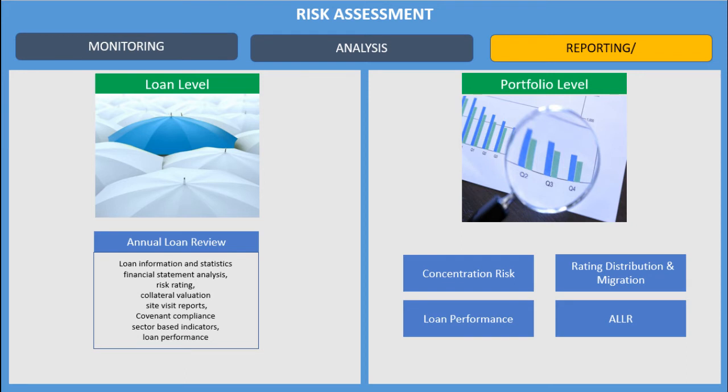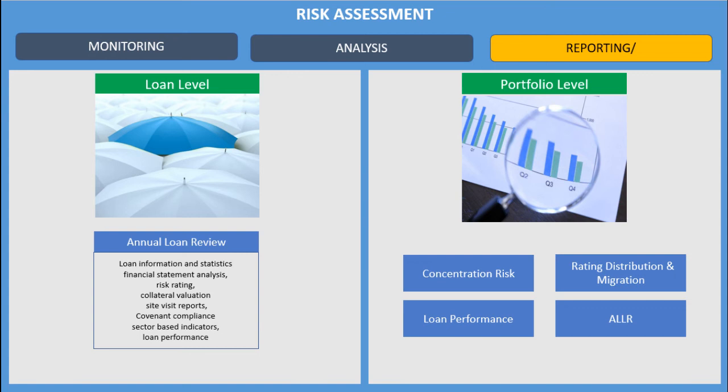The last risk assessment activity is reporting. At loan level, annual loan review report includes and analyzes information gathered during monitoring, including financial statements, site visits, sector-based indicators, loan performance, and further analysis including covenant compliance, risk rating, and collateral valuation. This narrative style report can be prepared for larger loans and for high-risk loans for smaller ones. Credit risk reporting can be simpler for smaller and lower risk loans, such as maybe risk rating only or financial statement analysis only.